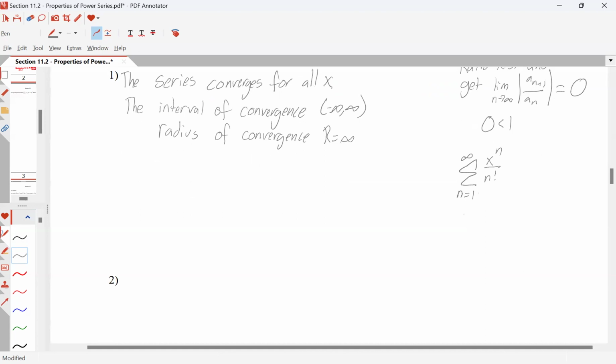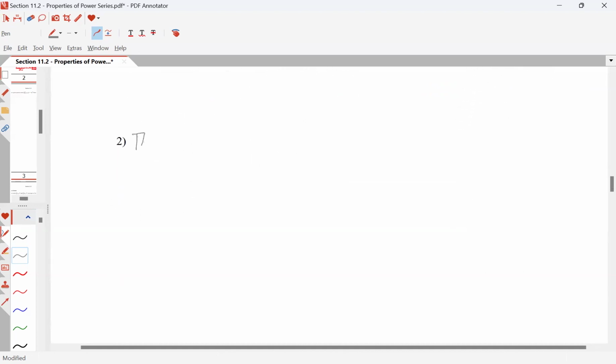The second possibility is that the series diverges for all x except at the center, x equals a. So at the center, it will always converge. But it diverges everywhere else.